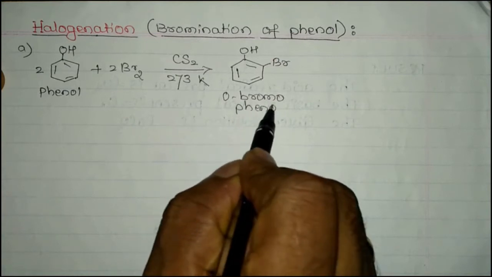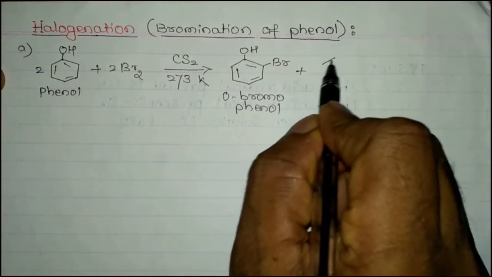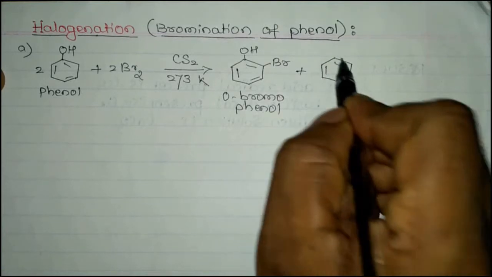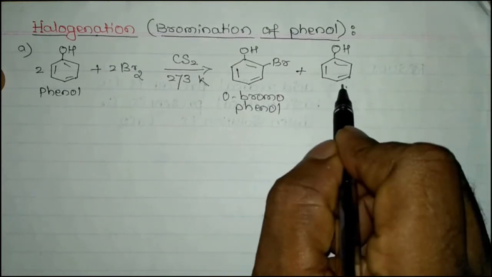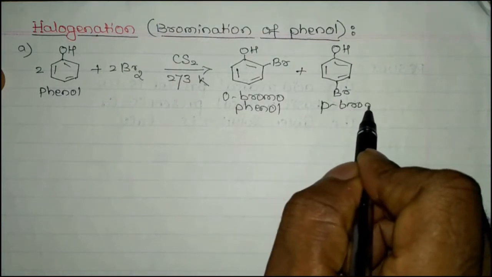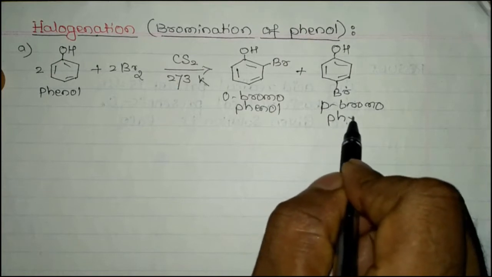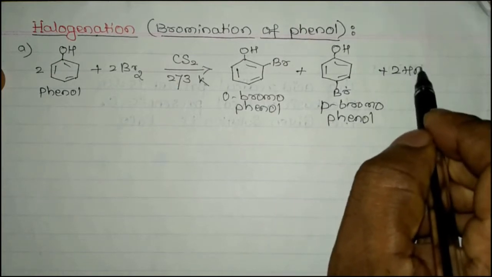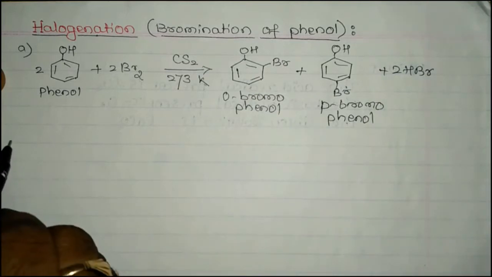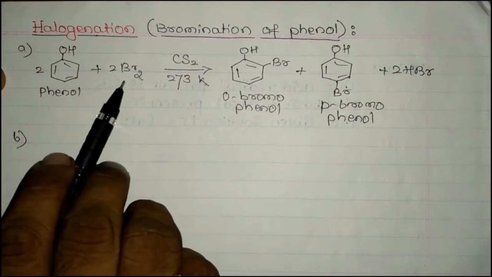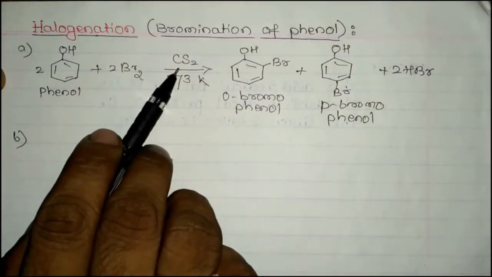Orthobromophenol and parabromophenol, plus 2HBr. When phenol is treated with bromine in the presence of an inert solvent, this is the result.